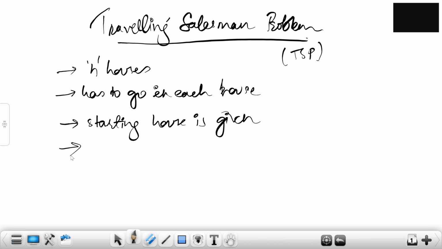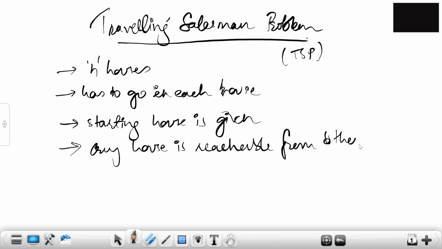Next, after that, what do we have? Every house is reachable from every other house. This is another important thing. It's not that you have to take some particular route to go to another house. Every house is reachable from every other house.